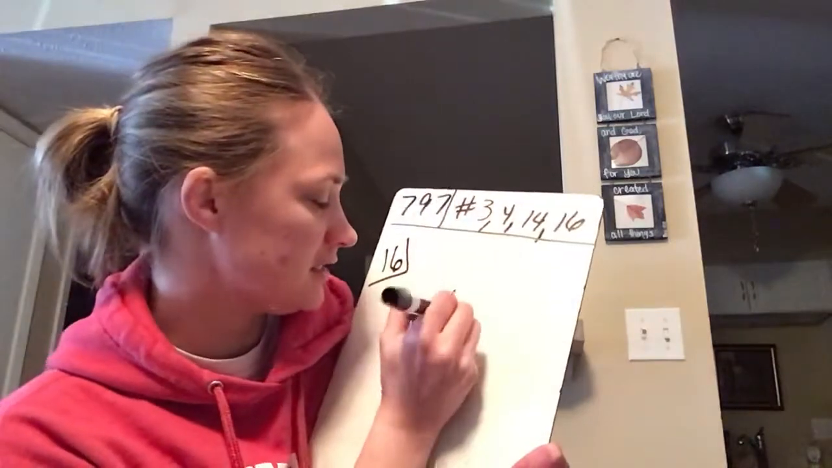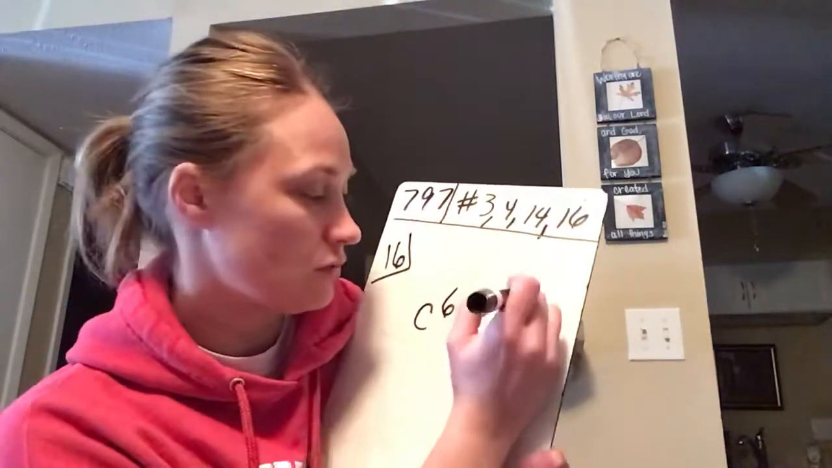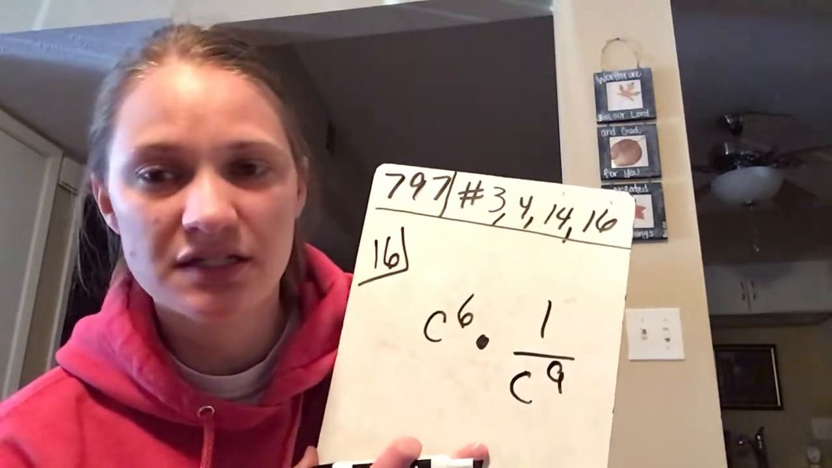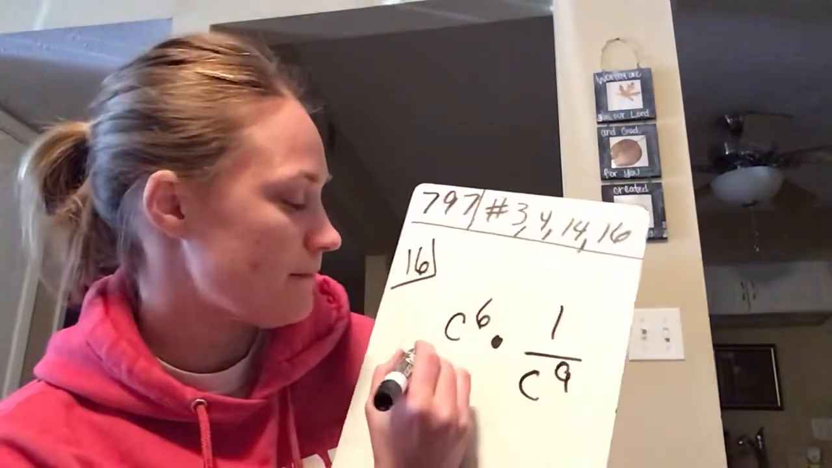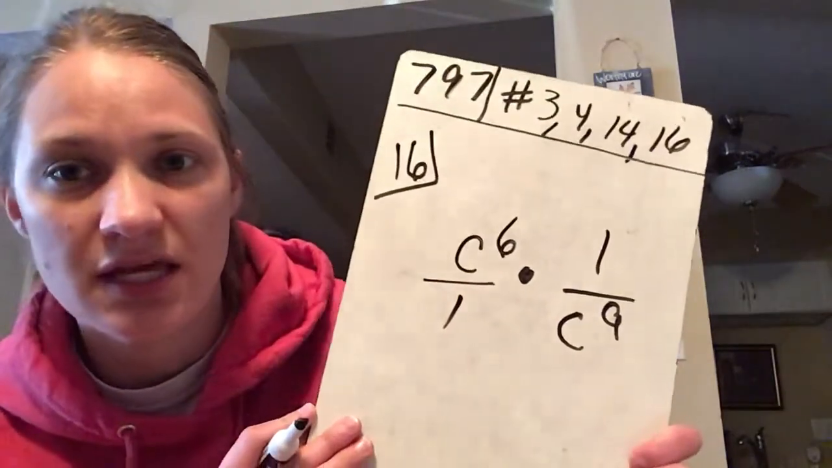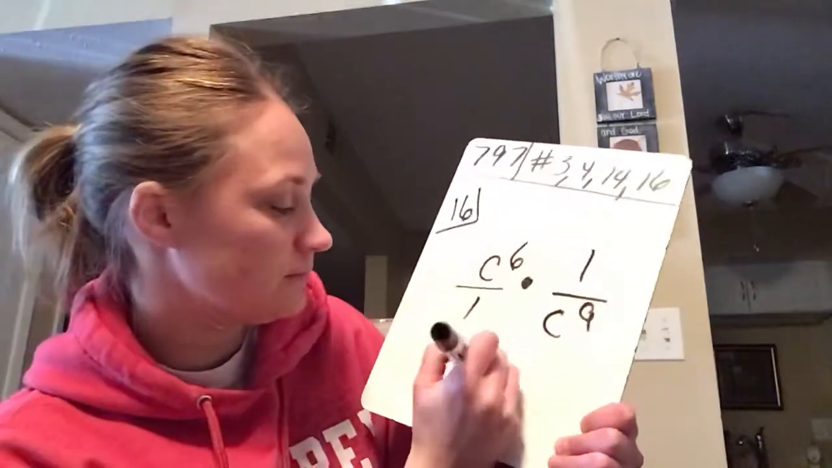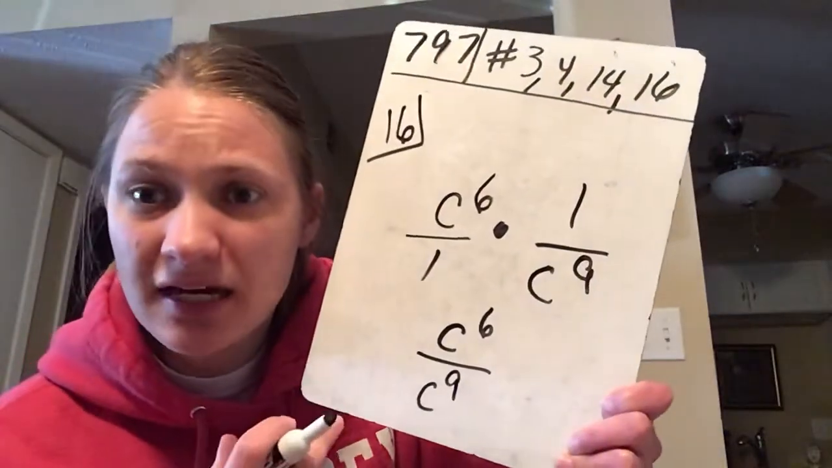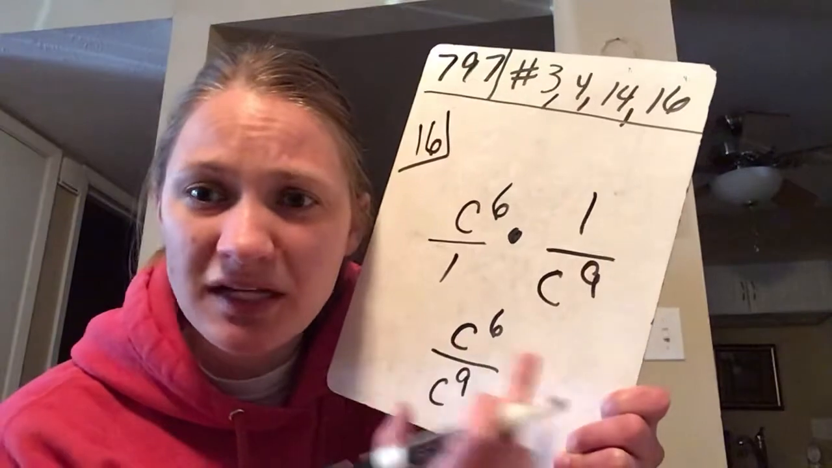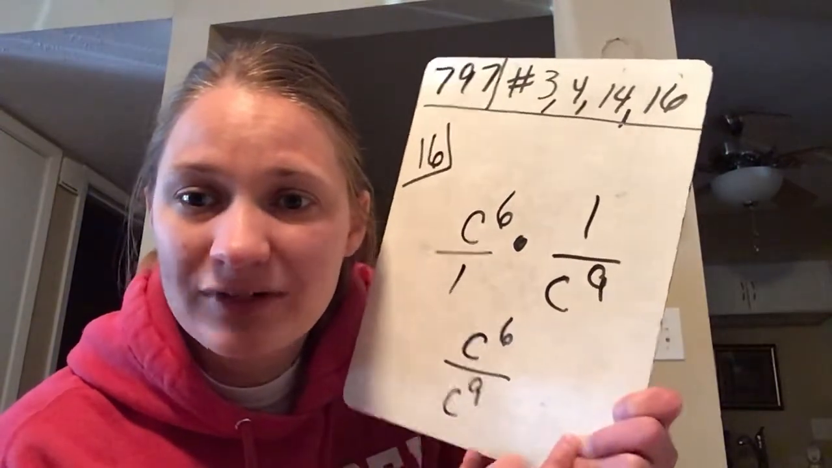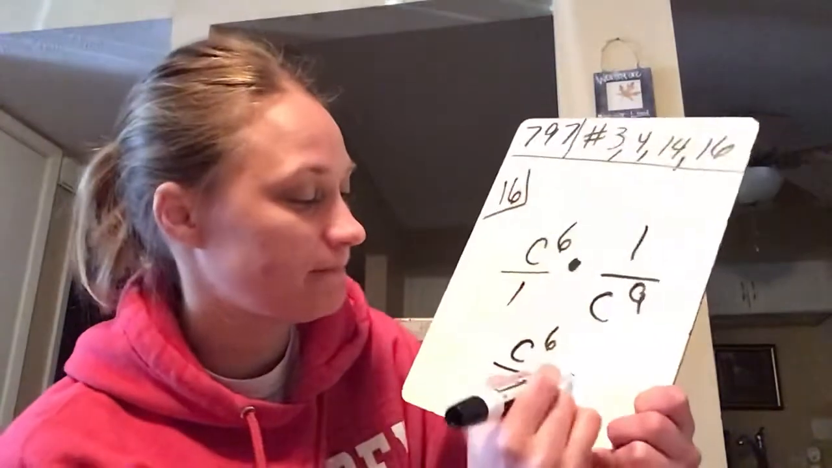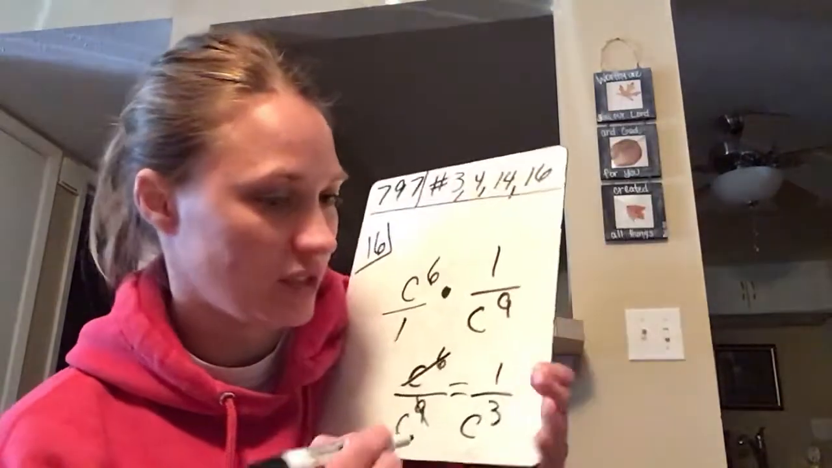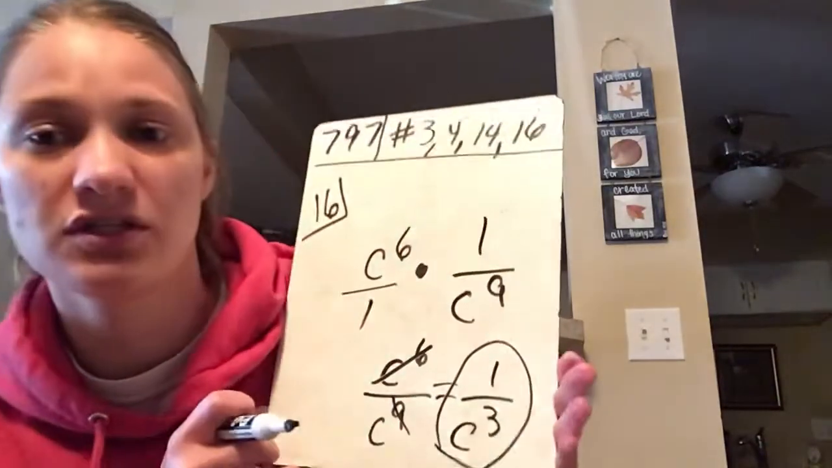Number 16, this one's different. We've got c to the 6th times 1 over c to the 9th power. This actually isn't tricky, I don't know. But what I'm going to do in my mind is think about them being 2 fractions. The c to the 6th becomes on top and the c to the 9th on the bottom. And then I cancel out. I've got more c's down here. If I were to expand this, I'd have 6 c's over 9 c's. 6 of those are going to cancel out, right? I'm going to have 3 left over on the bottom. So my correct answer is 1 over c to the 3rd power.